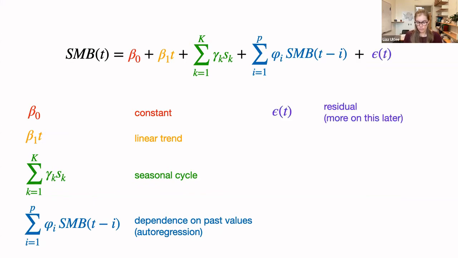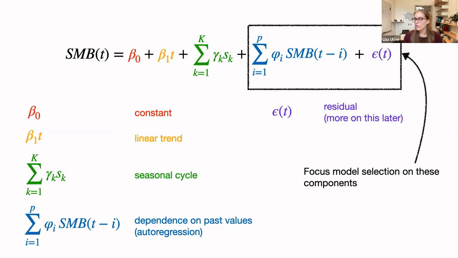So I'll talk more about the residual later, but for now, we'll focus the model selection on these two components, the dependence on past values and the residual. We're able to find the constant, linear trend and seasonal cycle from the data, take those out and add them back in later.